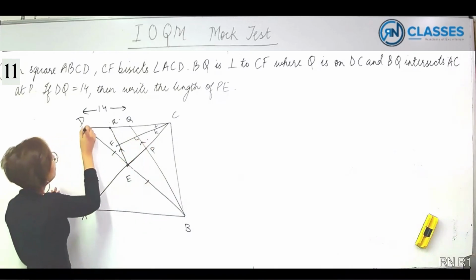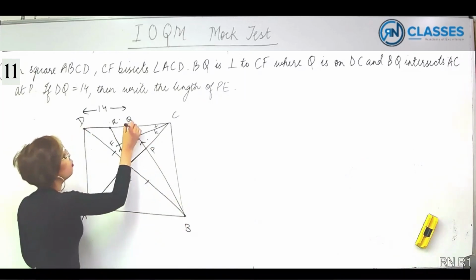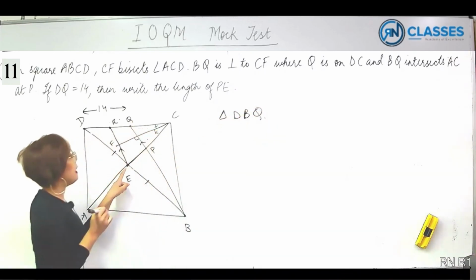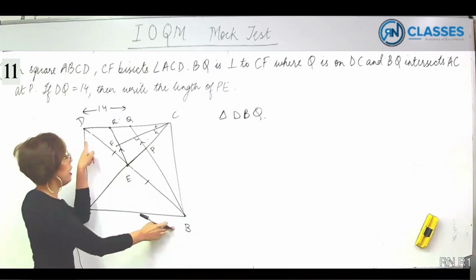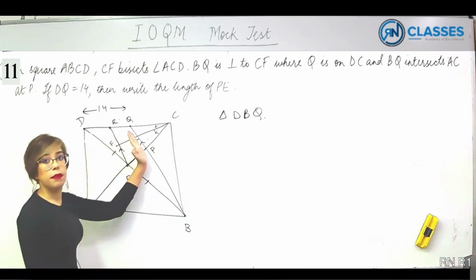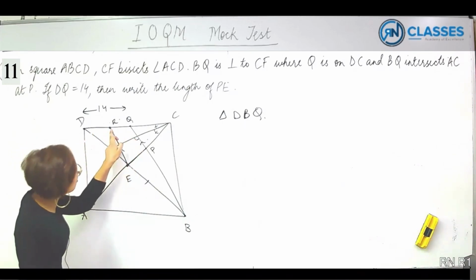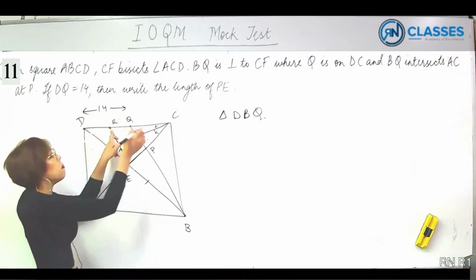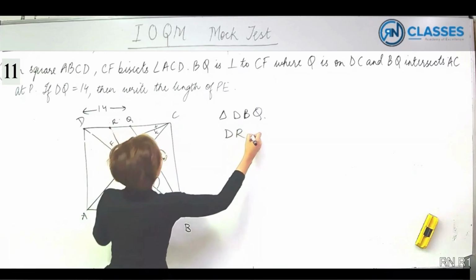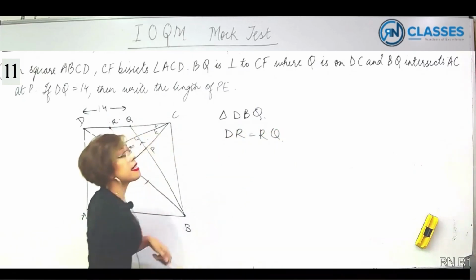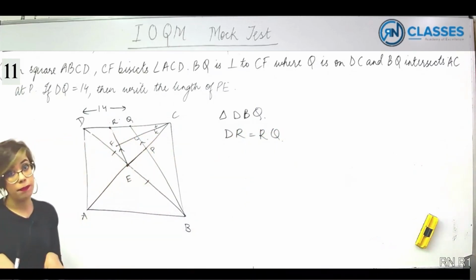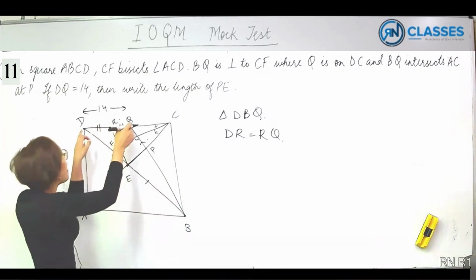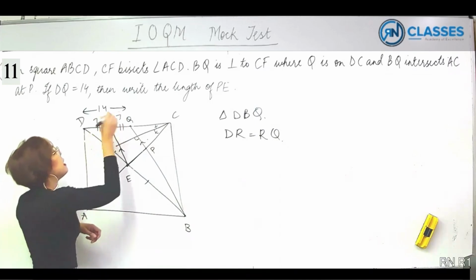So, consider triangle DBQ. I can see that E is the midpoint of this side and this side is parallel to this one. That means R should bisect the third side, which is DQ. R should bisect, that means DR is equal to RQ. This I can say by the converse of the midpoint theorem, right? So that means this length is equal to this length. So the entire is 14, this is 7, obviously this is 7.